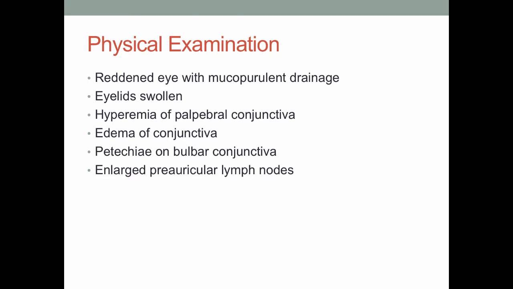So this child on physical exam had a reddened eye with the mucopurulent drainage. The eyelids were swollen. There was redness of the palpebral conjunctiva, which lines the upper lid and the lower lid. There was edema of the conjunctiva. There were little petechiae on the bulbar conjunctiva. It looked like little minor hemorrhages on the sclera, and then enlarged preauricular lymph nodes.